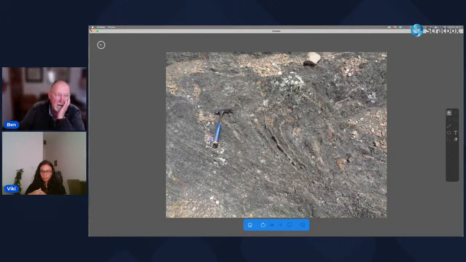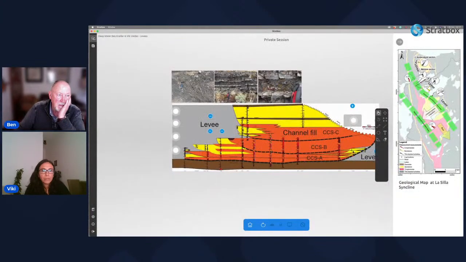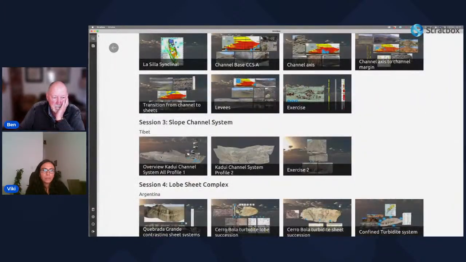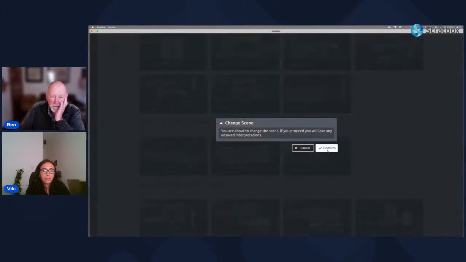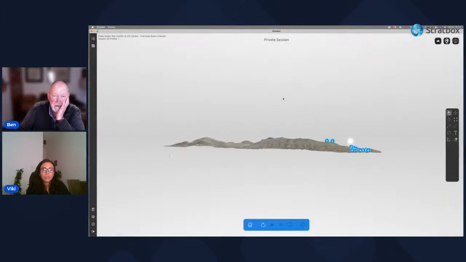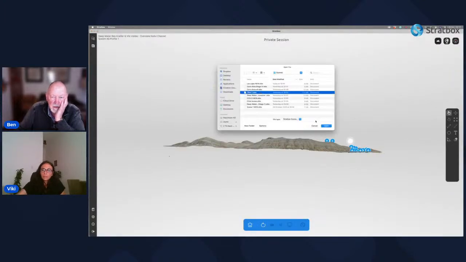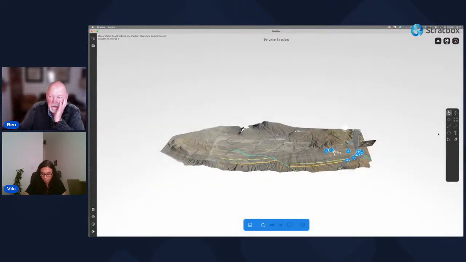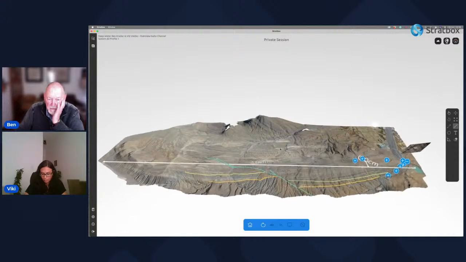Let's take one final example of the channel system. This one is from southern Tibet. It's a pretty big model. It's about 4 kilometers from one end to the other. And the bit we're interested in covers about 250 meters of vertical section.